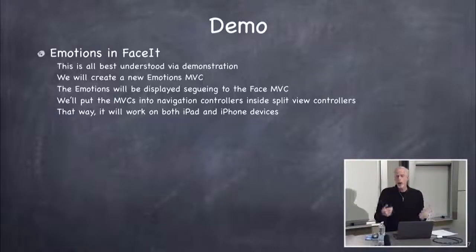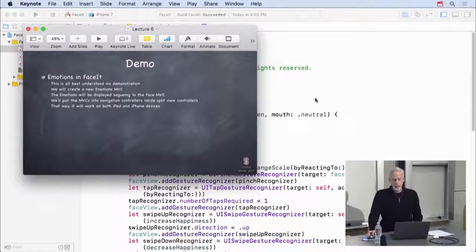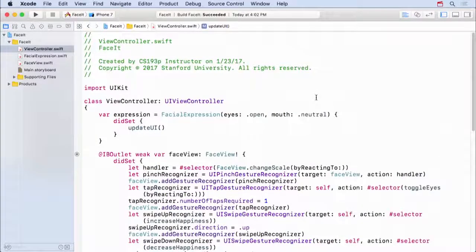So by doing that, we're going to learn how to use the split view controller, navigation controller, all that, and combine MVCs to make a bigger app. It's a simple example because of time constraints, but you should get the idea. So here I'm back in FACEIT, this demo we had last time. And one thing before I start, I wanted to show you something you're going to need for your homework, which is how to rename a view controller.